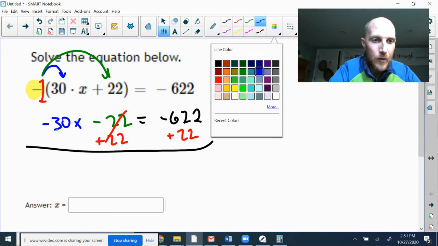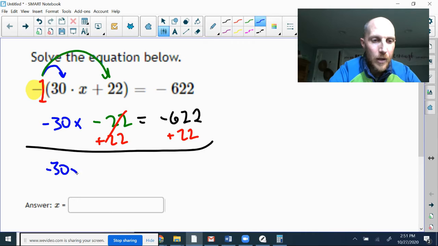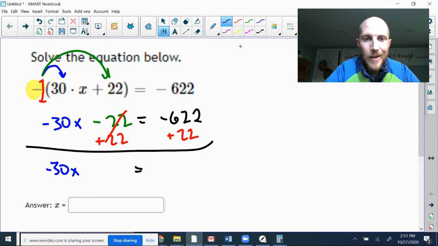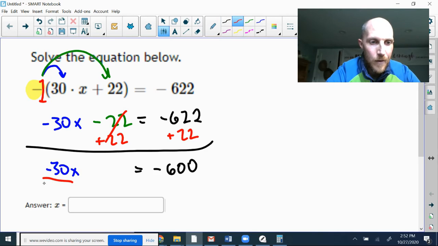The -30x is going to drop down to our next line. Equal sign comes down. -622 plus 22 is going to give a -600. And then to get rid of this -30, which is attached by multiplication onto the x, I am going to divide.